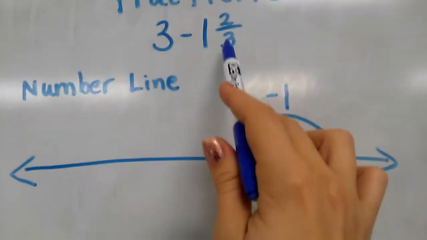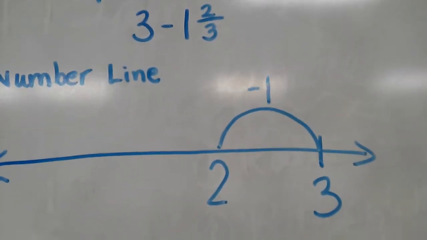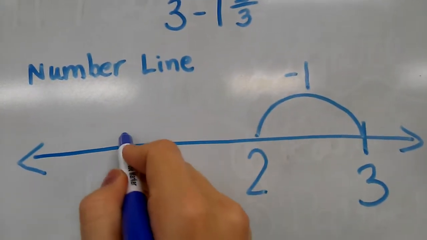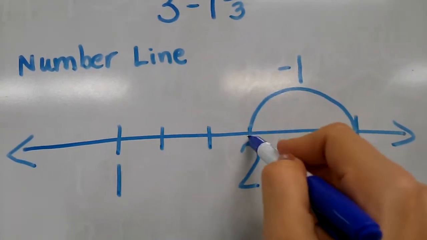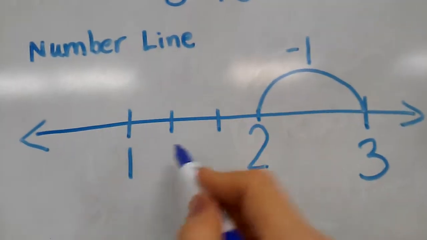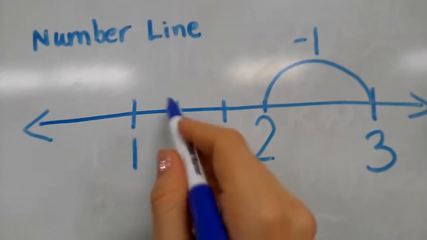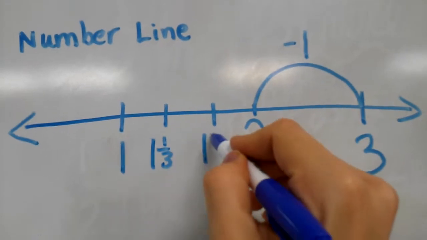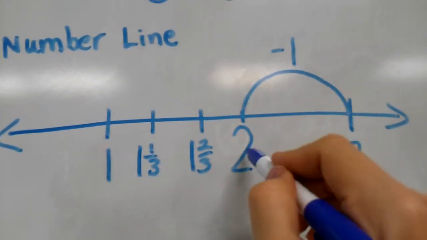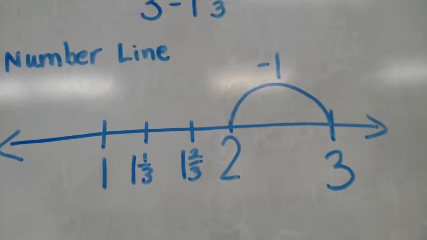So now I can take away my fraction. So I know that 1 would be the next increment, and I am taking away thirds. So I want to divide this up into thirds. So here I've got 1 1/3. Here I have 1 2/3. And then that would be 1 3/3, which is the same thing as 2.